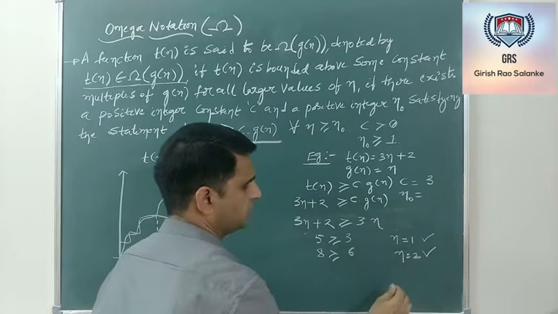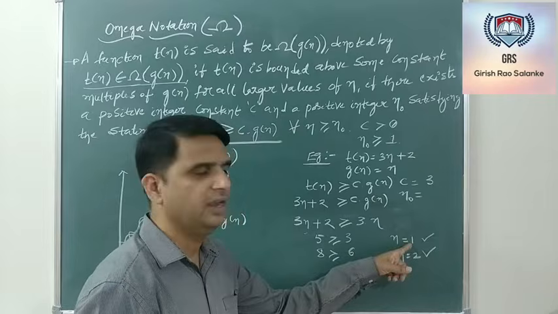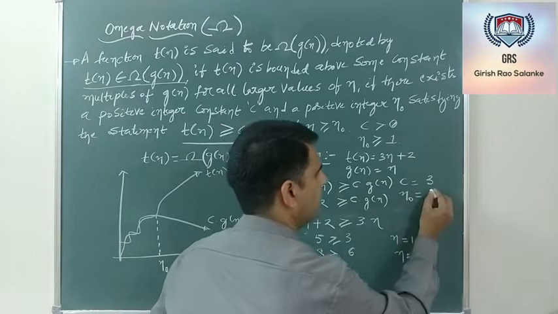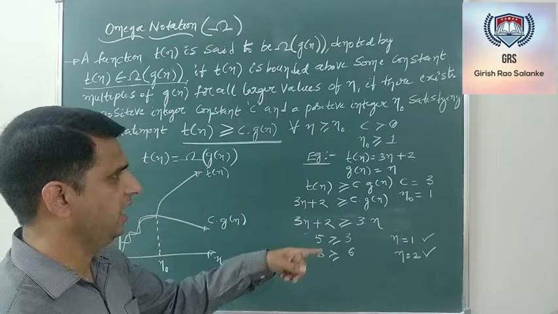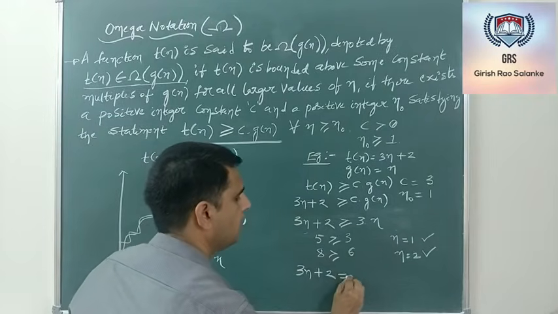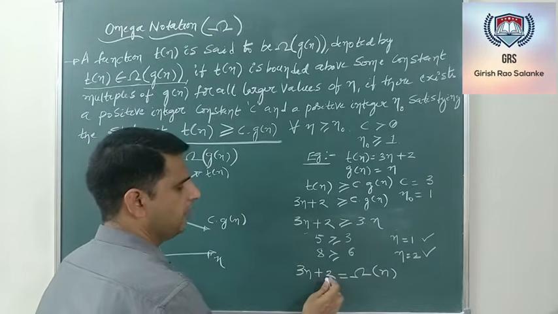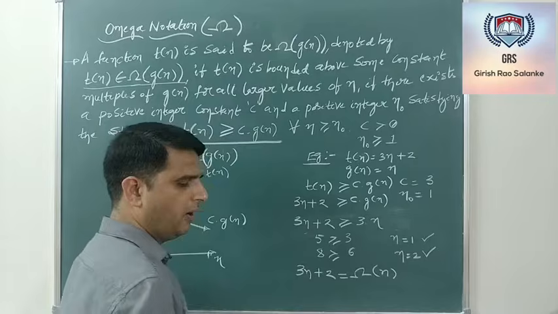Even for this it is true. Even if I take n equal to 3, it is also fine. But the nearest one is n equal to 1. So my n naught value is 1. So in this case, I can write 3n plus 2 is equal to omega of n.